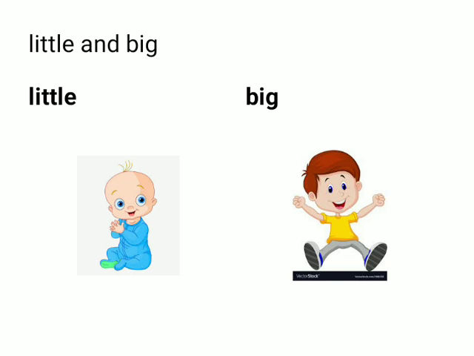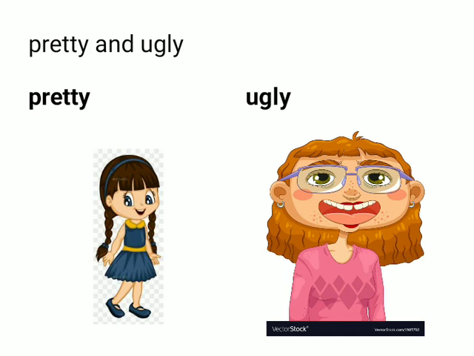Left hand side is little. What you see on the right hand side? Big. So your opposite of little is big. Next. Left hand side is pretty. What you see on the right hand side? Ugly. So opposite of pretty is ugly. Next one.